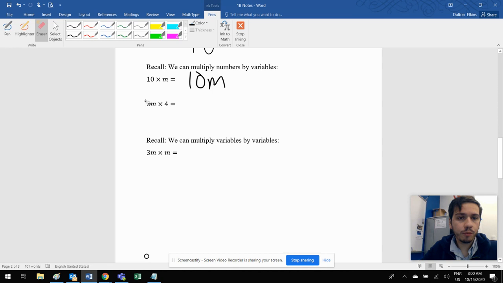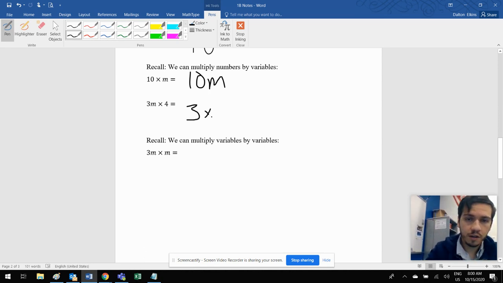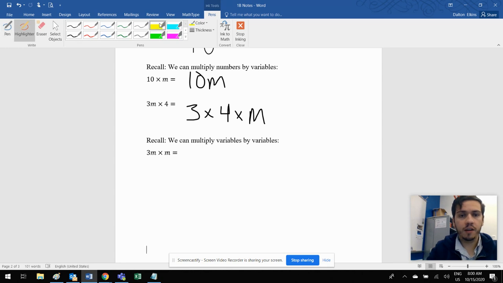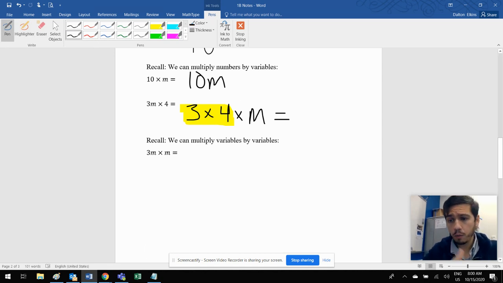But let's say I have 3m, so 3 times m, and I multiply that by 4. What I can actually do is rearrange the order in which it's being multiplied and do 3 times 4 times m. And I could go ahead and do the 3 times 4 part. So 3 times 4, if you either know that or want to do that in your calculator, you get that to be 12. So this would be 12 and then m.